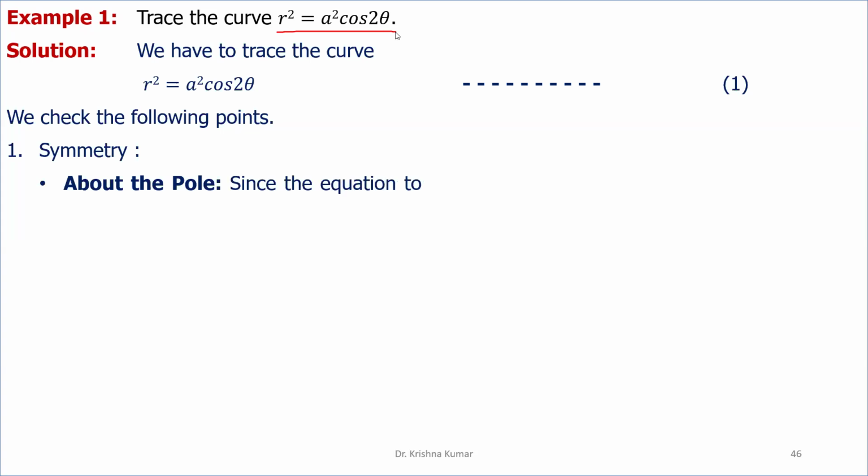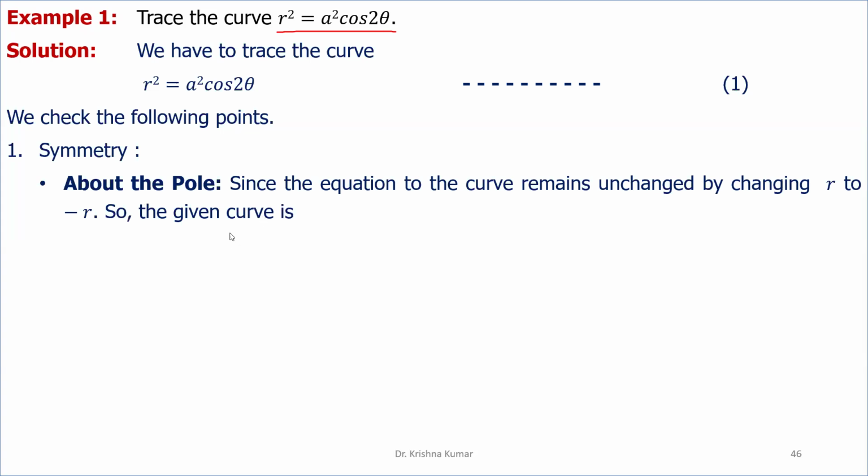If you want to check the symmetry of a polar curve, we have three types of symmetry. The first is about the pole. How to check whether the curve is symmetric about the pole? If we replace r by minus r and the equation of the curve does not change, then we say that the curve is symmetric about the pole. Here, the equation of the curve remains unchanged by changing r to minus r, because the power of r is even, which is 2. Hence, the given curve is symmetric about the pole.